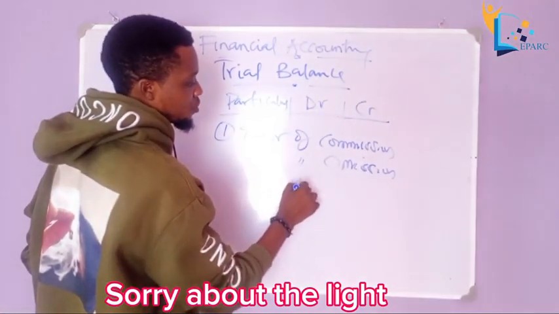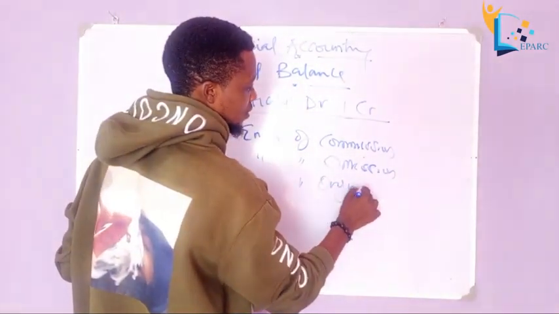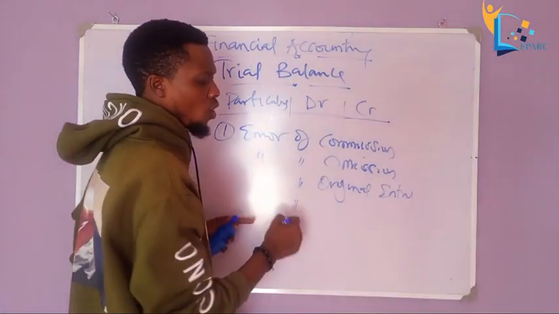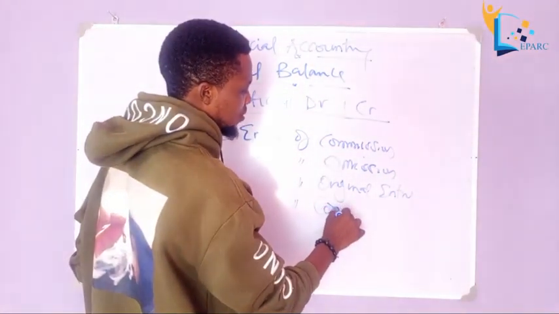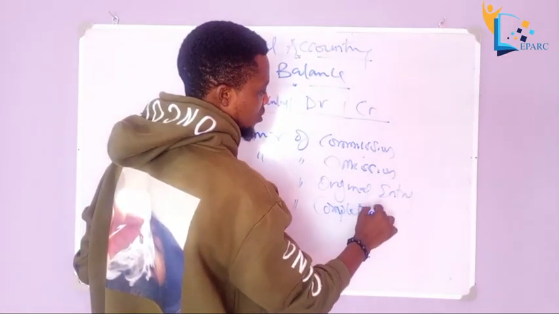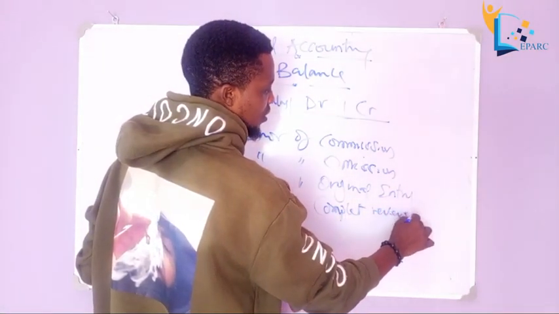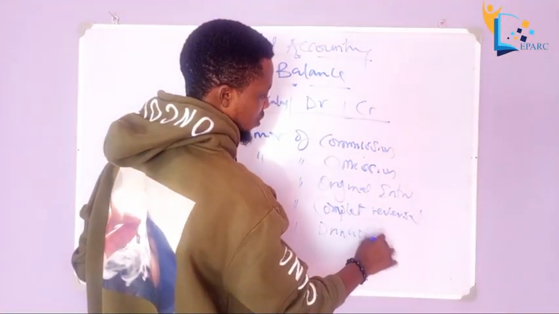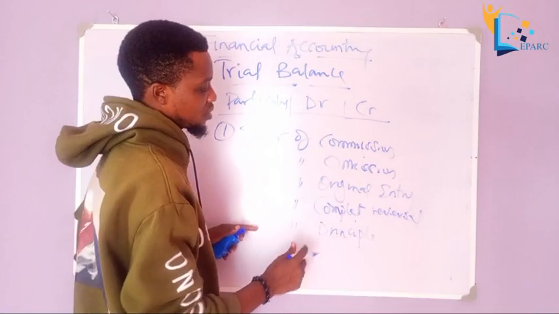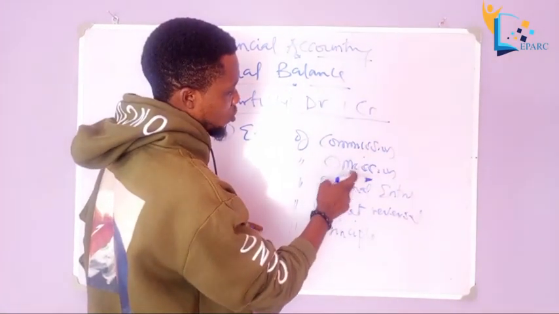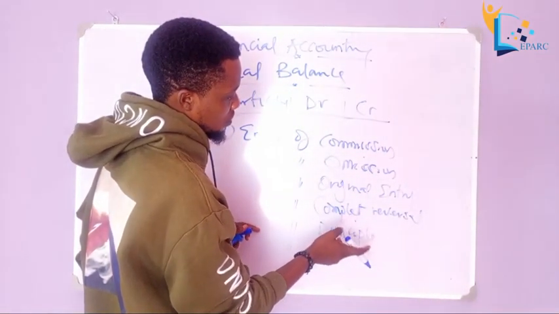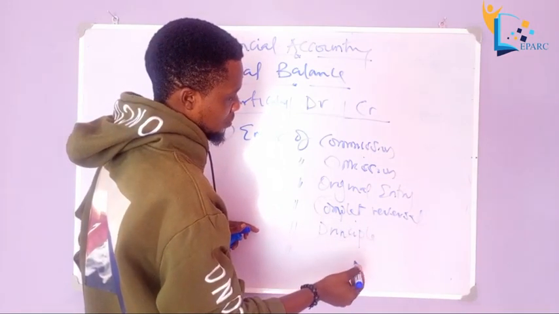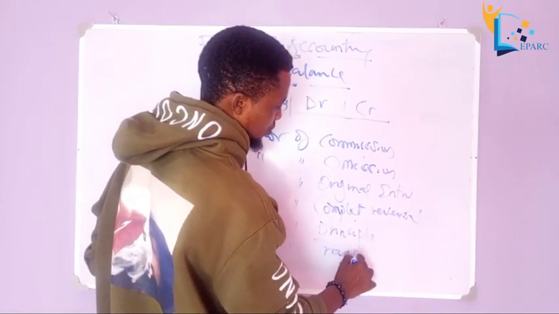We have error of original entry, error of complete reversal, error of principal, and there are 6 of them: error of commission, omission, original entry, complete reversal, error of principal, and I think transposition error.